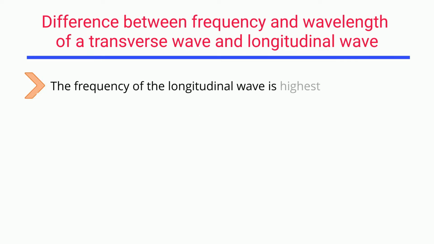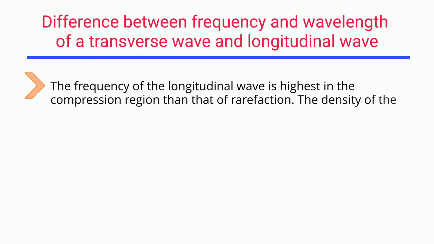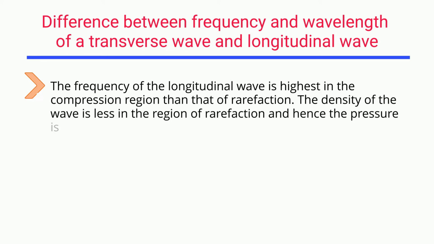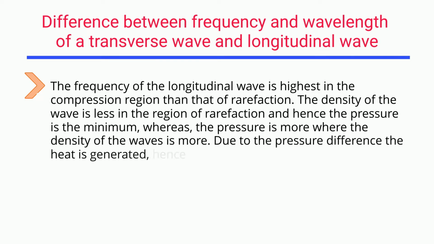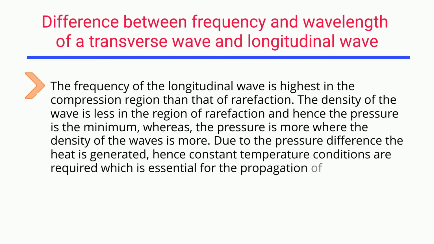The frequency of the longitudinal wave is highest in the compression region than that of rarefaction. The density of the wave is less in the region of rarefaction and hence the pressure is minimum, whereas the pressure is more where the density of the wave is more. Due to the pressure difference, heat is generated, hence constant temperature conditions are required, which is essential for the propagation of waves over a longer distance.